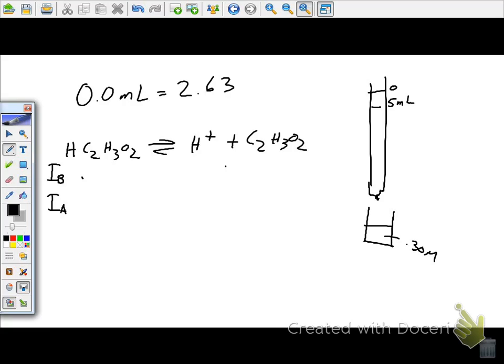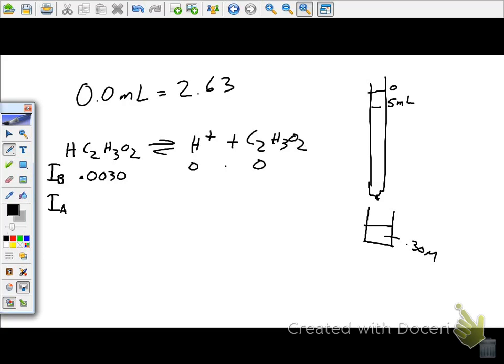How many moles did I have of HC2H3O2 before? 0.03? Is it 0.003? Because you take 0.01 times 0.3. Whatever you do, when you take 0.01 times 0.3, that's your number. So I believe it's 0.003. It is. Okay? Yeah, it is. All right.